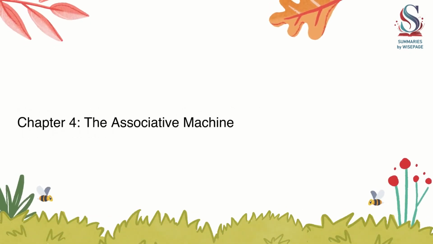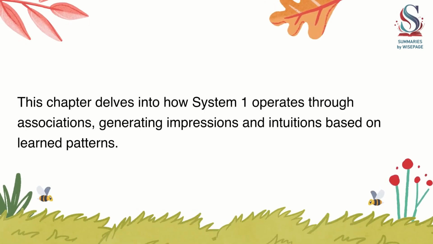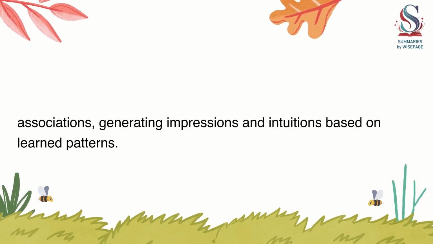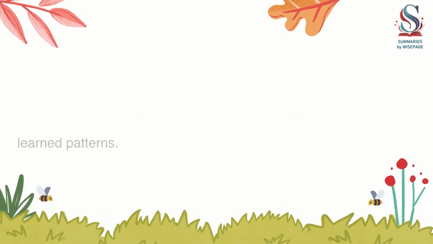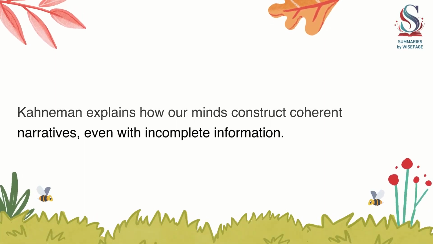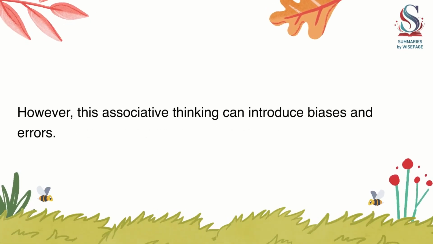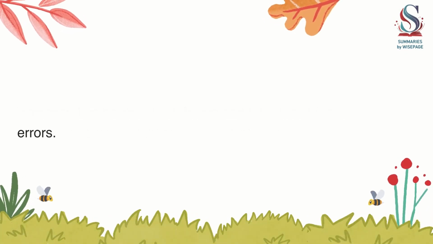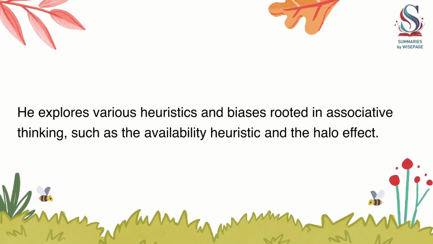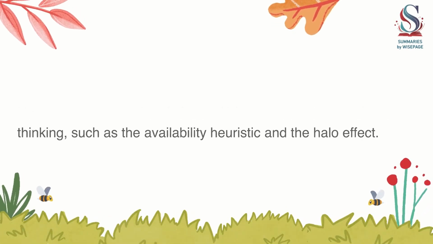Chapter 4: The Associative Machine. This chapter delves into how System 1 operates through associations, generating impressions and intuitions based on learned patterns. Kahneman explains how our minds construct coherent narratives, even with incomplete information. However, this associative thinking can introduce biases and errors. He explores various heuristics and biases rooted in associative thinking, such as the availability heuristic and the halo effect.